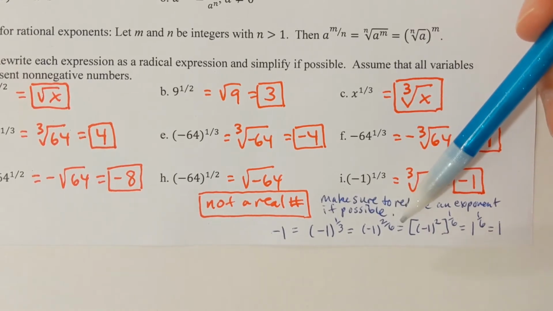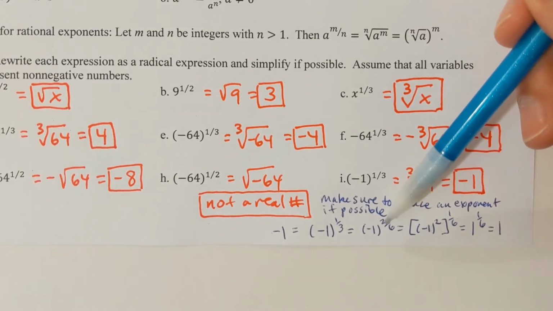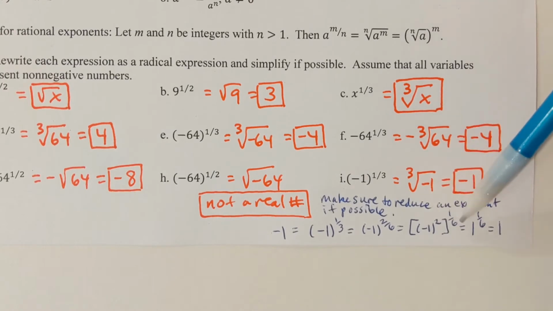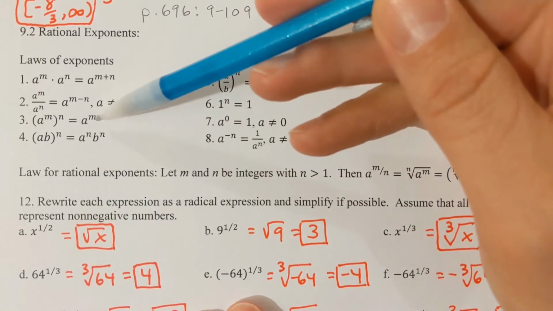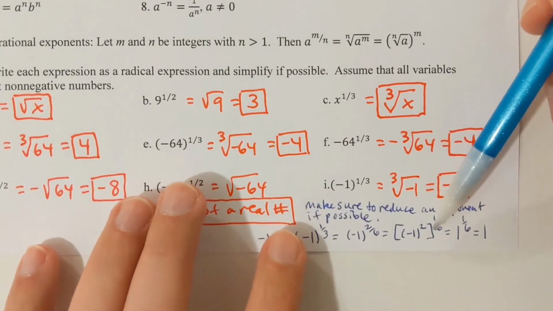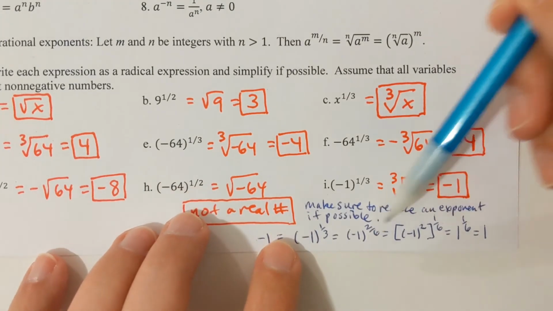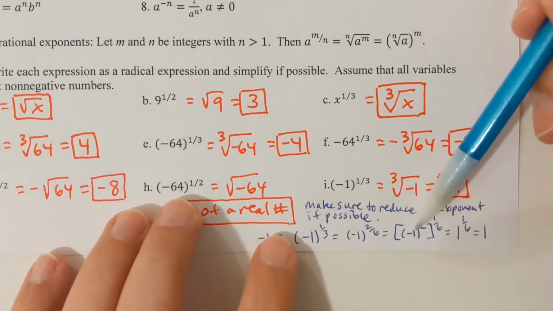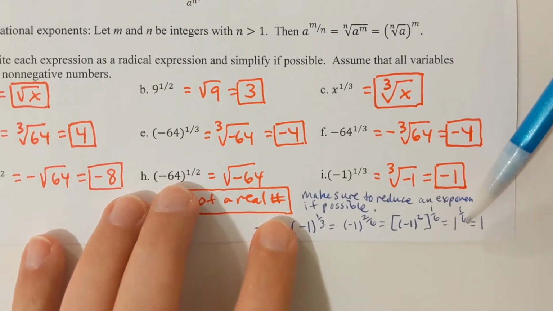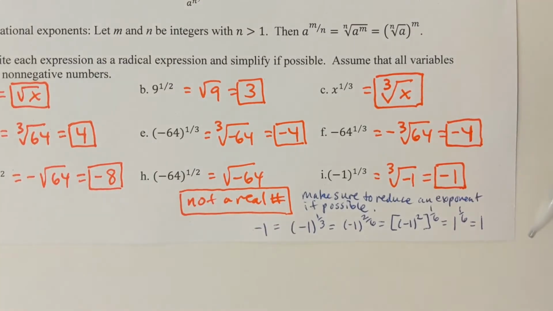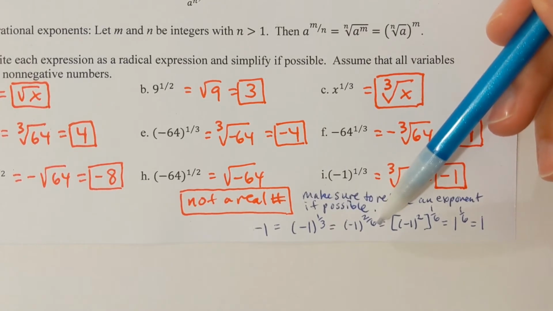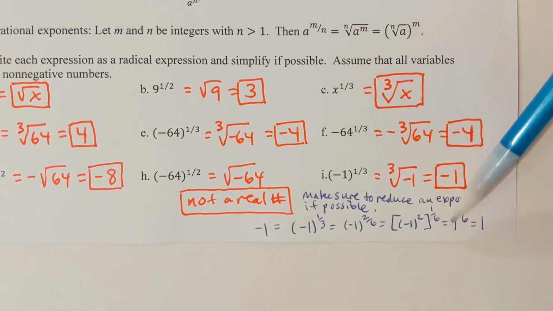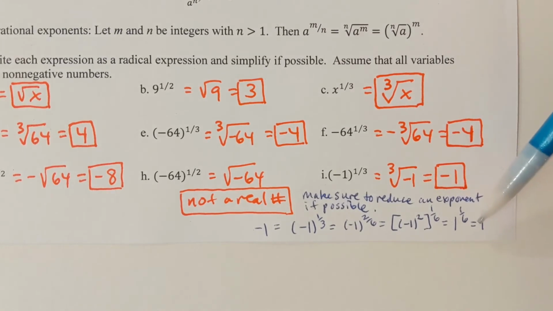-1 to the 2/6 can be written as -1 squared to the 1/6, right? By my rules of exponents, I would just multiply these powers together. That's law 3 in this list here. And so 2 times 1/6, that'd be 2/6. -1 squared is 1. 1 to any power is 1. Okay, so if I were to work the calculation by not simplifying the exponent, I would have a wrong answer.